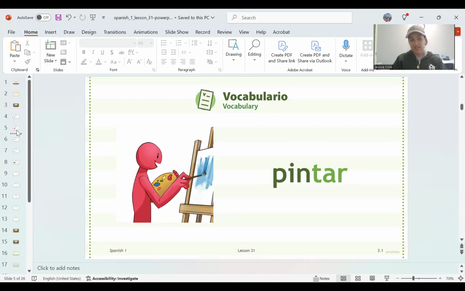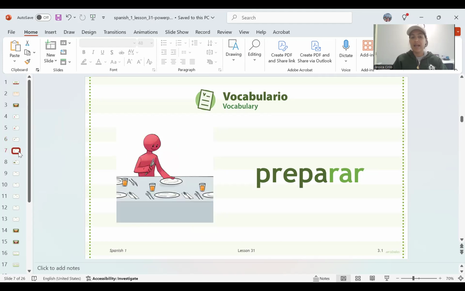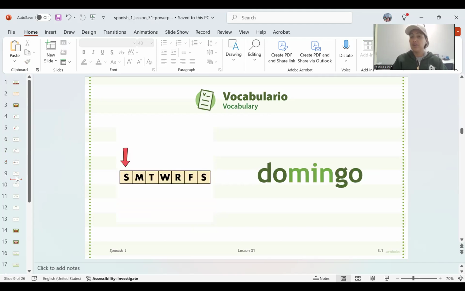Pintar, pintar. Practicar, practicar. Preparar, preparar. Trabajar, trabajar. Domingo, domingo.